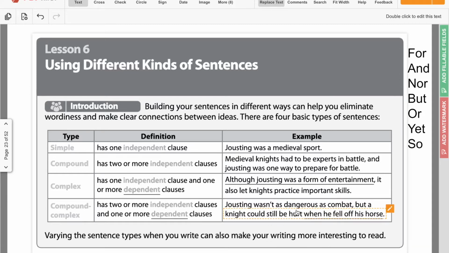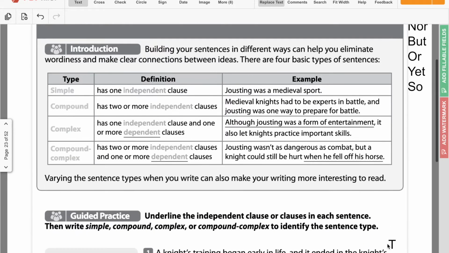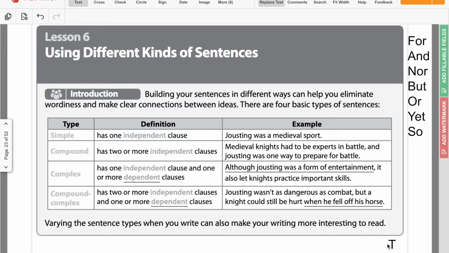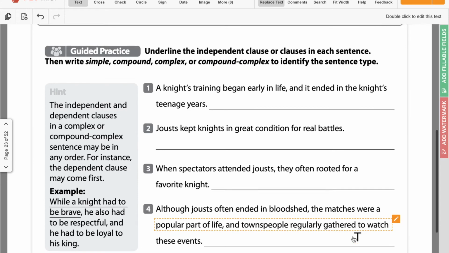But what makes it a compound complex sentence is that we add this dependent clause with unnecessary information at the end, when he fell off his horse. So jousting wasn't as dangerous as combat, independent clause, but a knight could still be hurt, independent clause with a compound word, and then when he fell off his horse is our dependent clause. So this just makes your writing a little bit more interesting to read and less basic and robotic sounding.